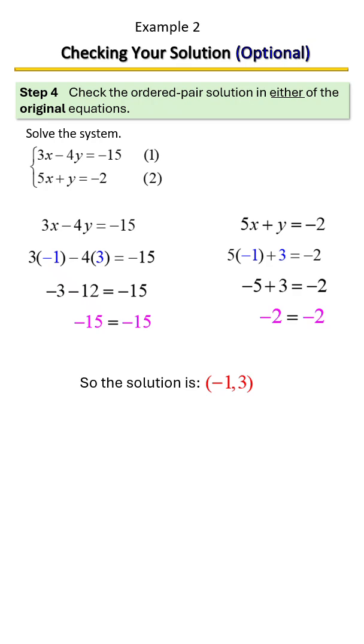Now it's optional, but you can always check your solution if you're not sure. Just plug your ordered pair back into both original equations, and if it leaves you with a true statement for both, then that is your proof that the solution you have is the solution to that system of equations.